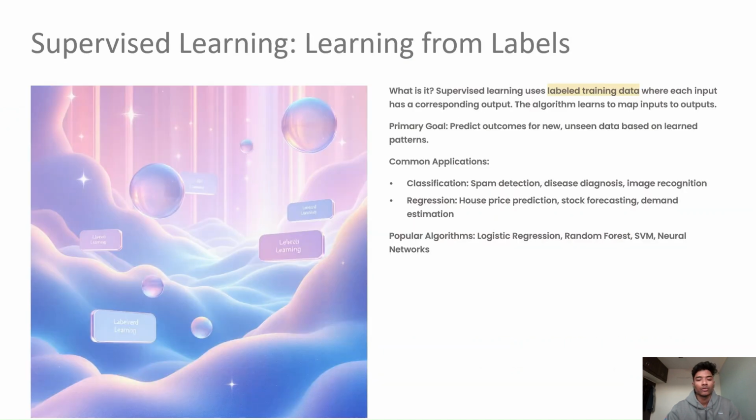Now let's discuss supervised learning. Supervised learning uses labeled data, meaning every input has a correct output attached to it. It's mainly used for classification tasks like spam detection or diagnosis, and regression tasks like house price prediction or demand forecasting. Common algorithms include logistic regression, random forest, SVM, and neural networks.